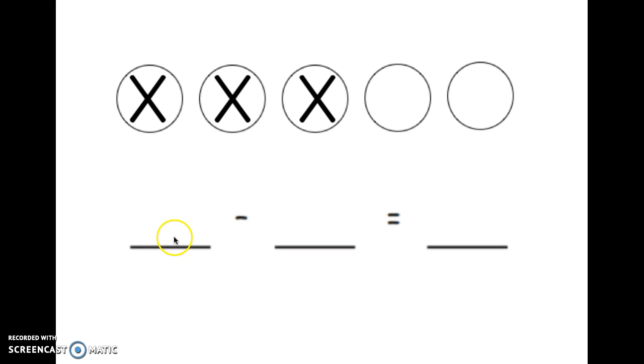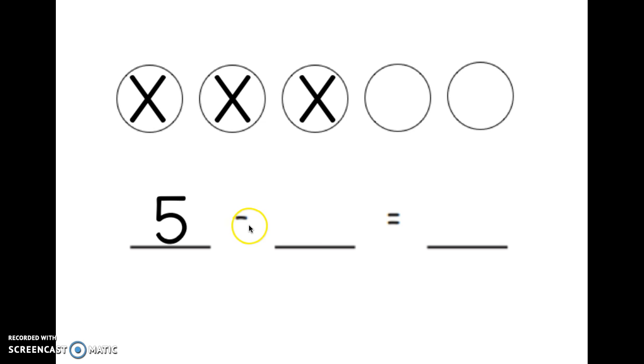So my first number in a subtraction equation is always going to be how many I started with. That is a rule, my friends. When it comes to subtraction, your first number is always how many you started with. I started with 5 cookies. That's my whole number.